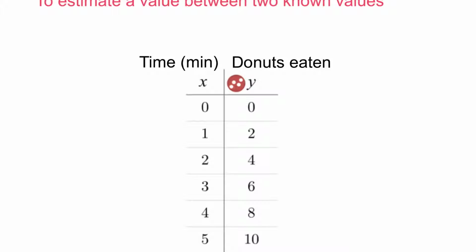This would be another good definition to write down. Interpolate is to estimate a value between 2 known values, which is exactly what we just did in the previous example. So let's say, how many will I have eaten at around 4.5 minutes? Any guesses? If I can eat 2 donuts every minute, how many do I eat in half of a minute? 1. So 9 is the answer.